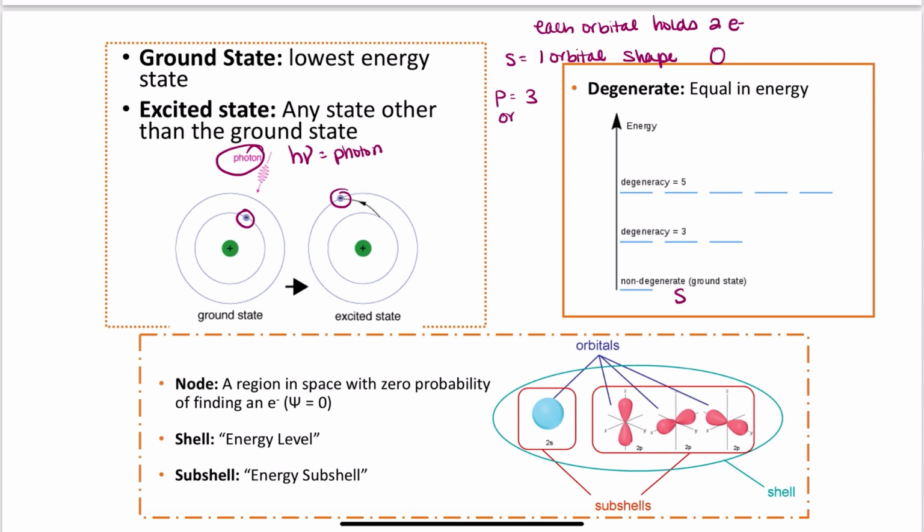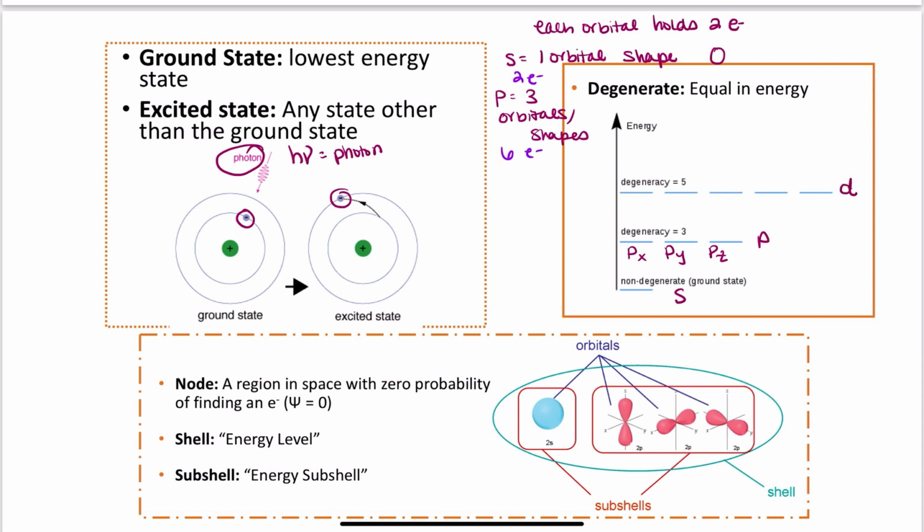P has 3 orbital shapes. So 3 orbitals, 3 shapes. This means S can hold 2 electrons, whereas P can hold up to 6 electrons. But the p orbitals, like here, are degenerate. It has 3 different shapes, 3 different orbitals, but they are degenerate orbitals. They are equivalent. Px, Py, and Pz are degenerate.